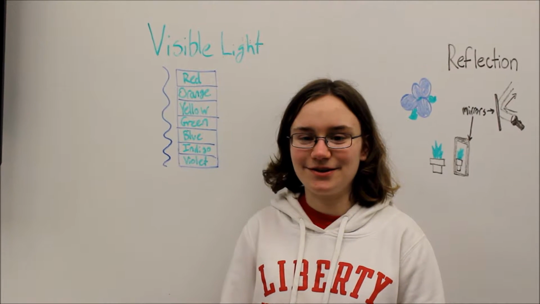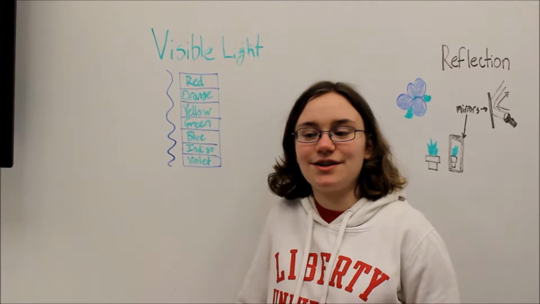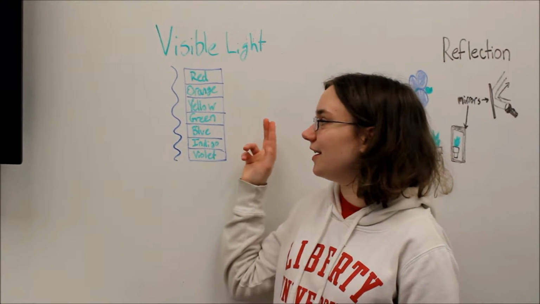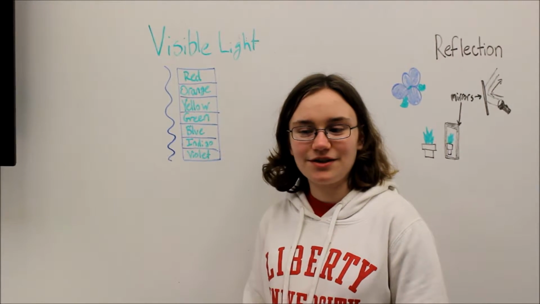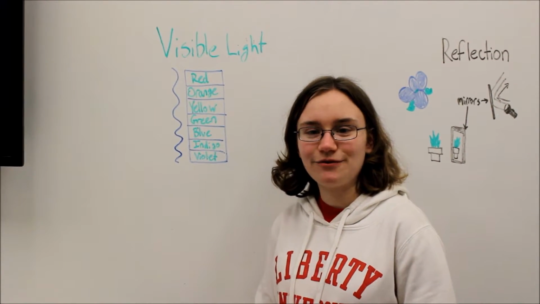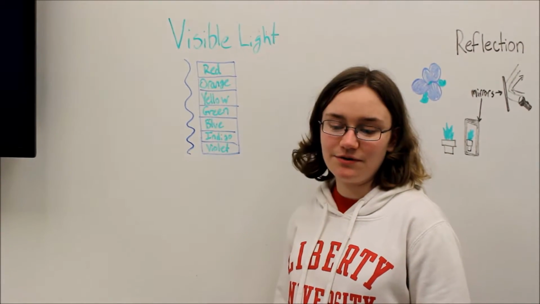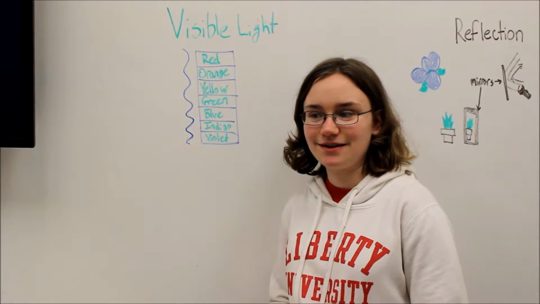The visible spectrum, the light that we can see, is split into 7 different colors that make up all the colors that we see. These colors are red, orange, yellow, green, blue, indigo, violet. We remember these colors by using the acronym ROY-G-BIV. But red has the longest wavelength but the lowest frequency, and violet has the highest frequency but the shortest wavelength.